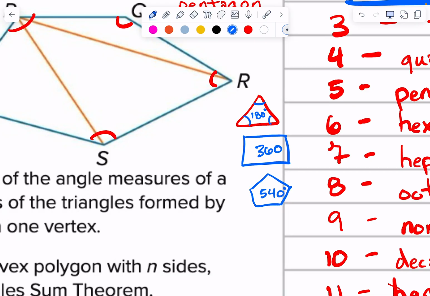540. What's the rule? You add 180 each time, okay? Now, here's really the rule. Are you ready for the rule?